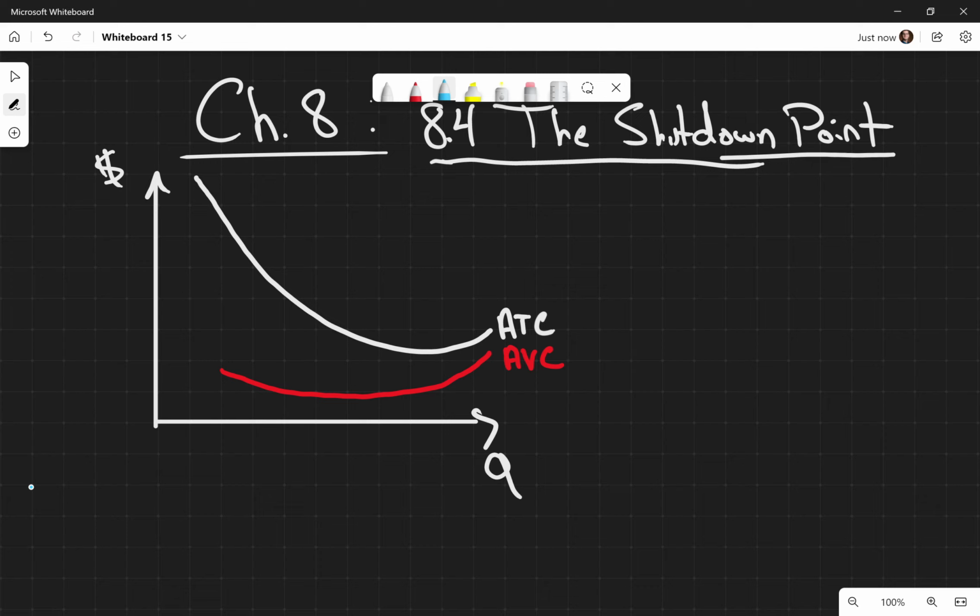It's 1, 2, 3, 4 boxes away, which you can't really see on the projector, but you can see it in the video. Now, the reason why this is so far away is because at this very early stage here, the average fixed costs are very large. As we increase our quantity, our average fixed cost gets smaller and smaller and smaller.